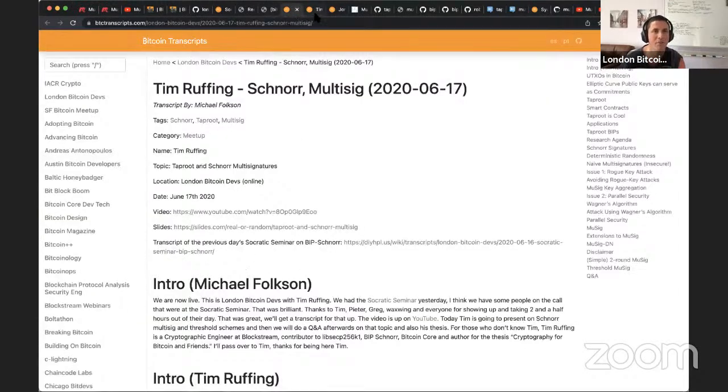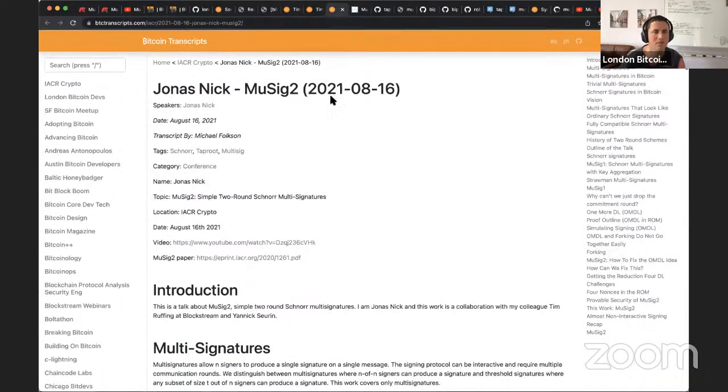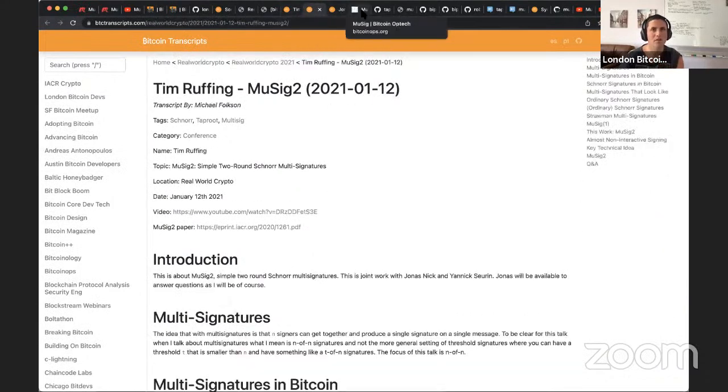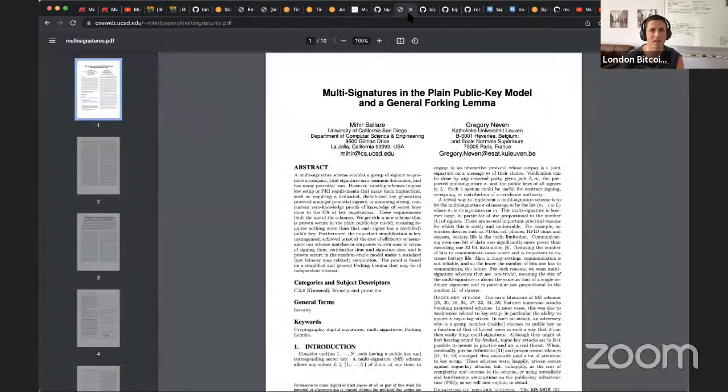I have a bunch of links. There's some transcripts Tim Jonas did. So I thought I'd start with a basic history. The first paper I found was this Bellare and Neven paper when they tried to do multi-sig, like key aggregation, multi-sig type stuff.